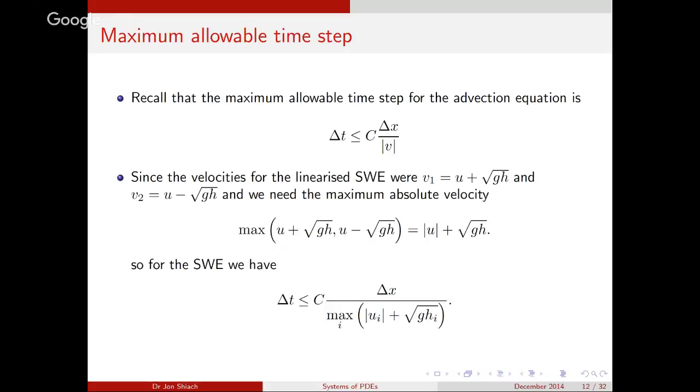So we're going to choose different values of delta t depending on what's happening to the water. When the water's not moving around very much, we can use a bigger value of delta t. When the water is sloshing around a lot, our value of delta t is smaller in order to keep stability.